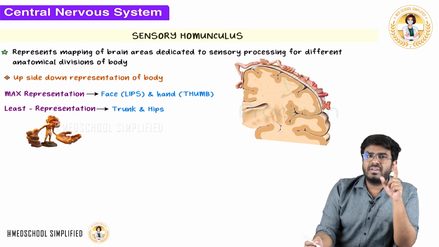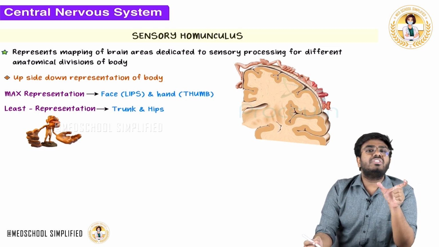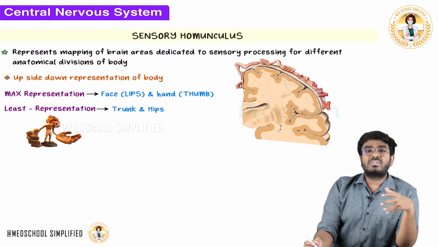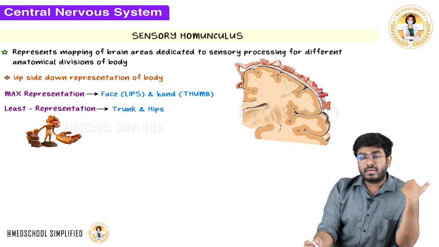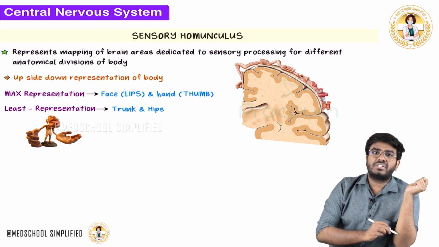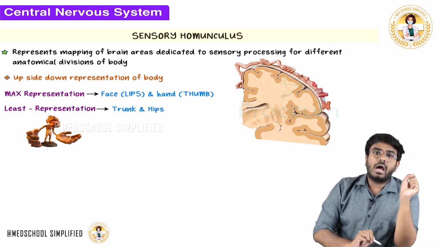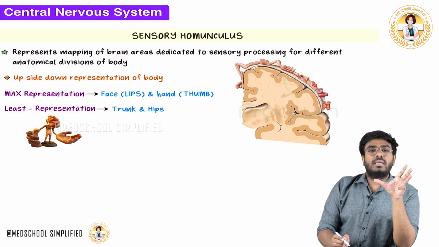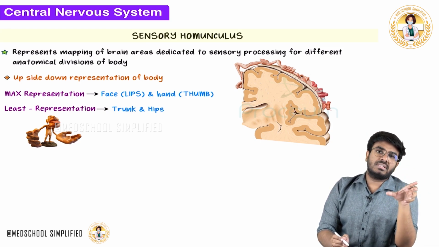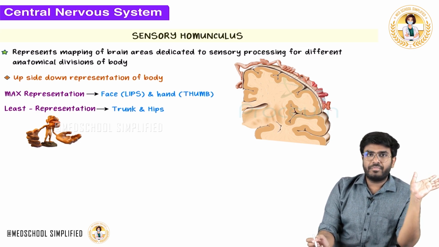Most of the time, if someone is touching you very lightly, you won't even feel that sensation. Why? Because the sensory area allocated for processing sensations from your hips and trunk is very, very small. The least mapping is given to the trunk and hips. In other words, all the sensations from the hips and trunk are processed in a very small area of the cortex.